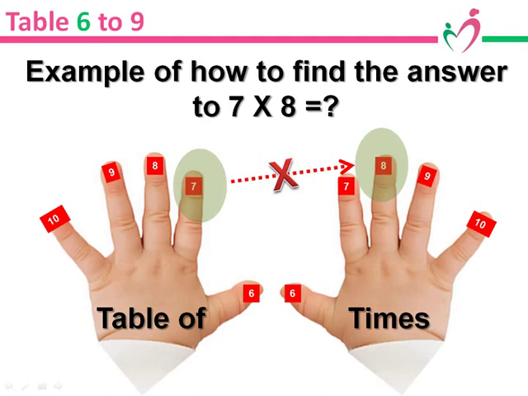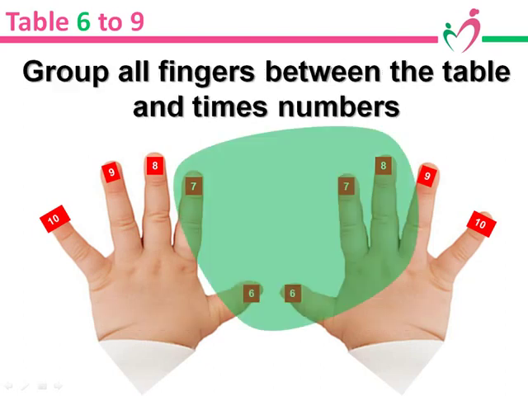Take an example of how to find out the answer to 7 multiplied by 8. So you see the second finger on the left hand side, the table's hand, is 7. And the middle finger on the right hand side, which is the times hand, is 8. So what do we do? We just group all the fingers between the table's hand and the times hand, which is, when we said 7 multiplied by 8, it means there are 5 fingers in between, as shown in the green color box.